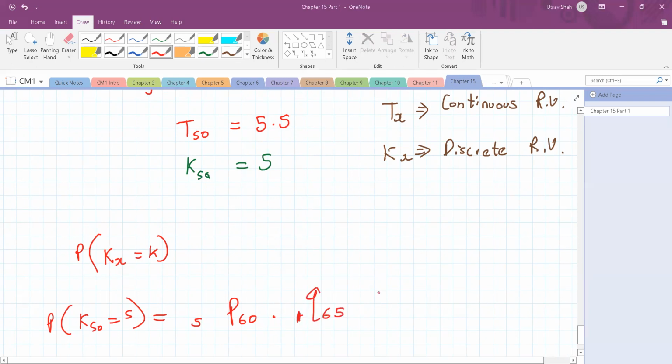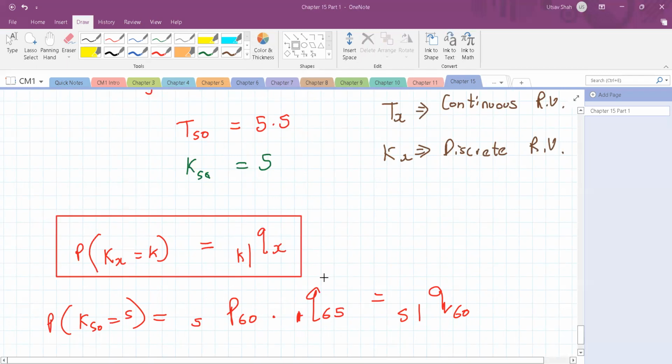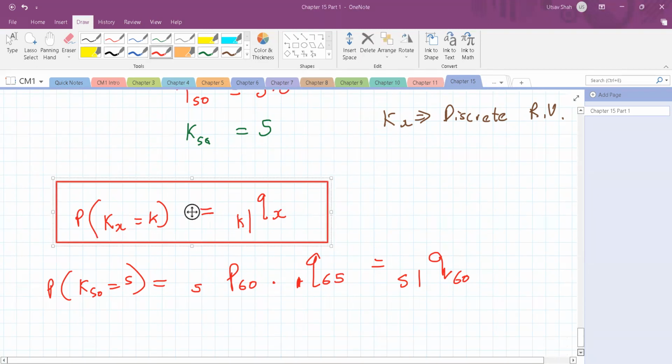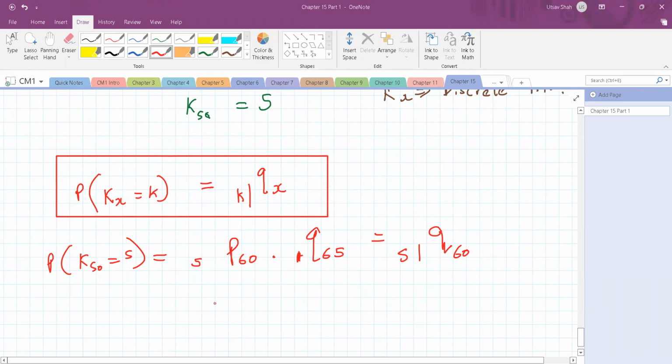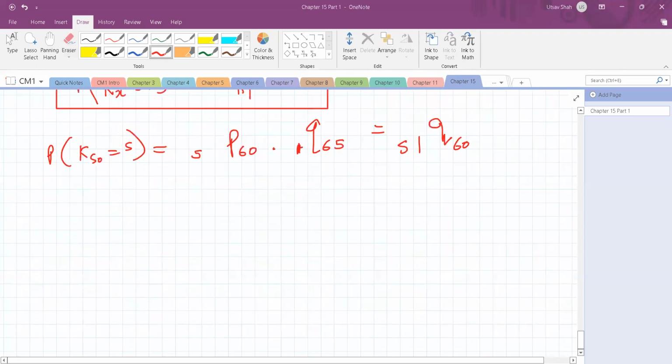So he died within the next 1 year, which is simply, if you see, the formula for 5 deferred q50. Correct? So therefore, from this, what will be the formula of P of Kx equals k? It will simply be k deferred qx. Understood what happened? What does K50 equals k mean? That he survives till the age of 55 and dies before the age of 56. All right.